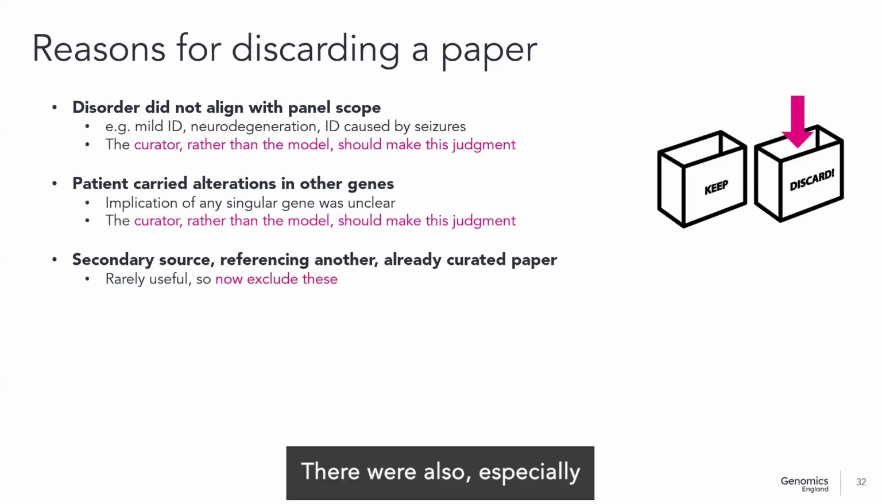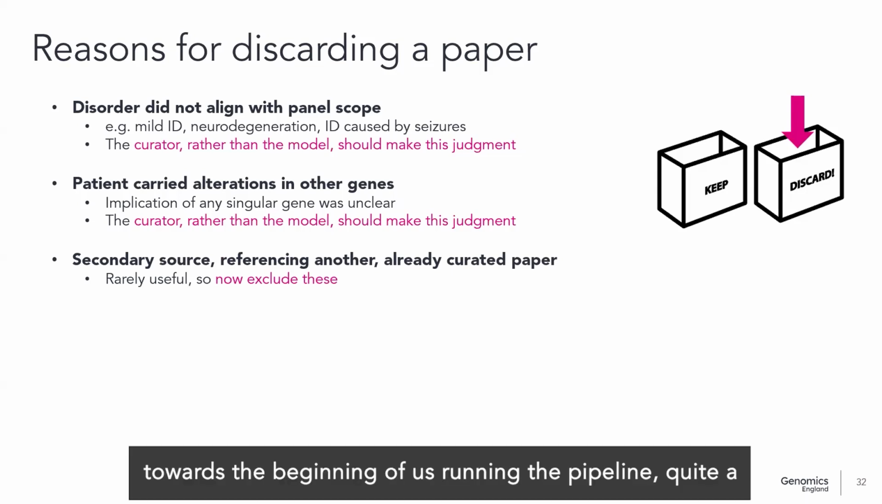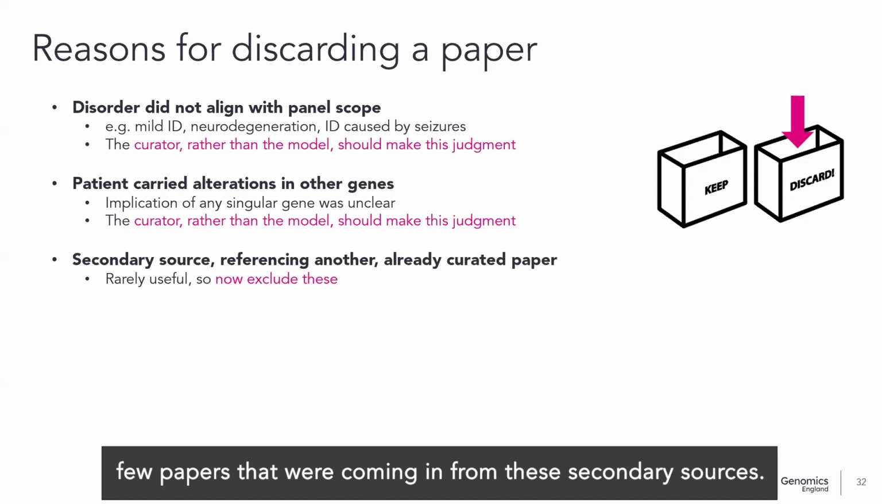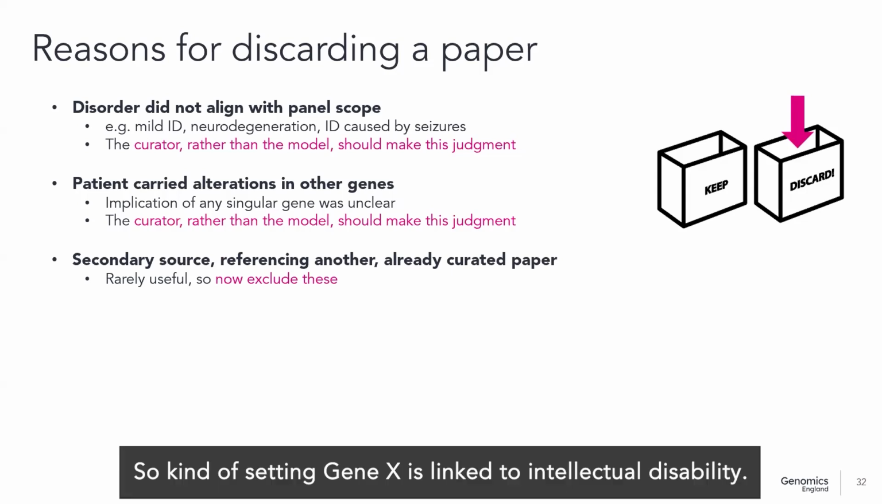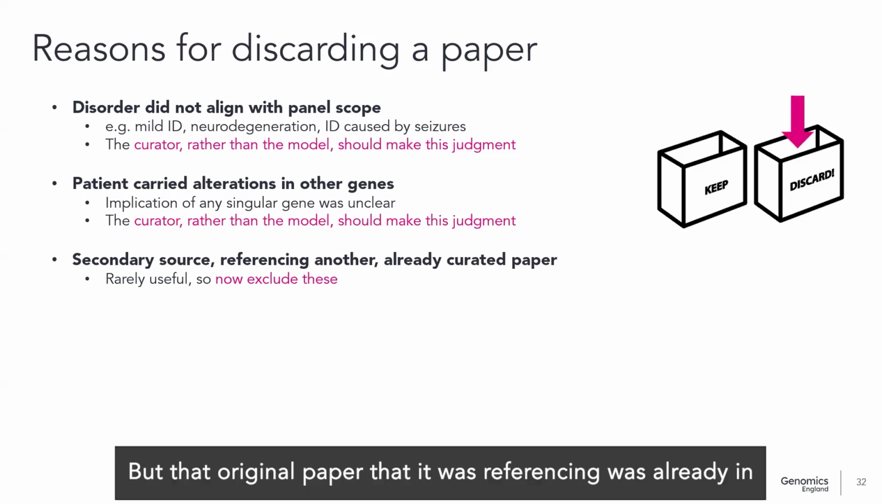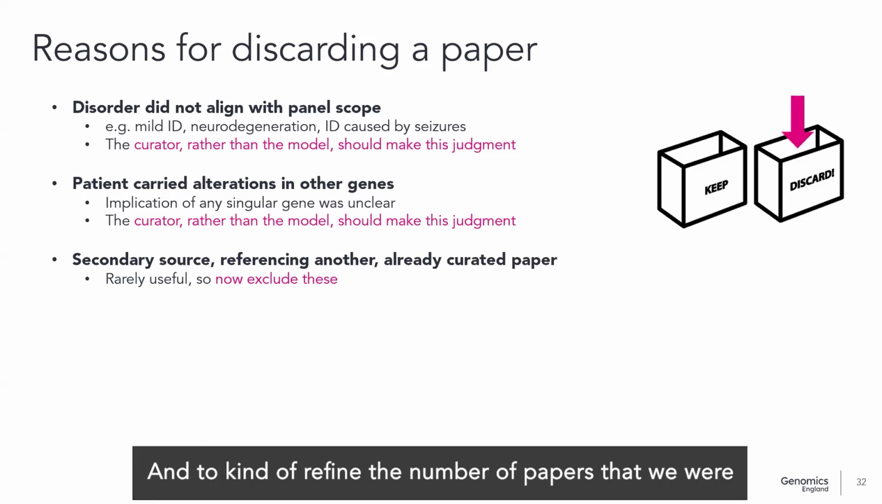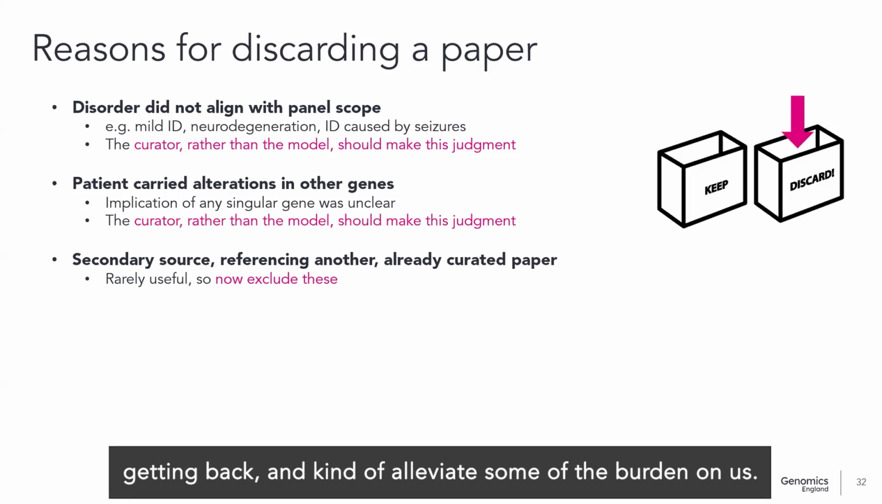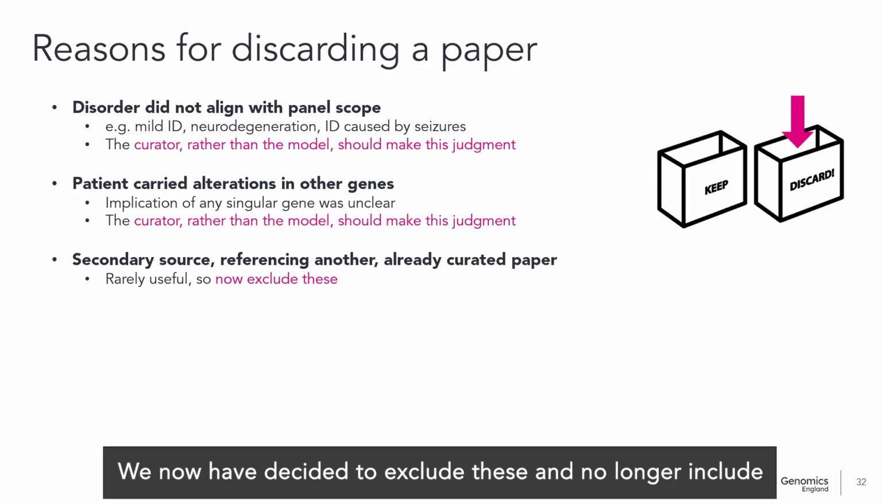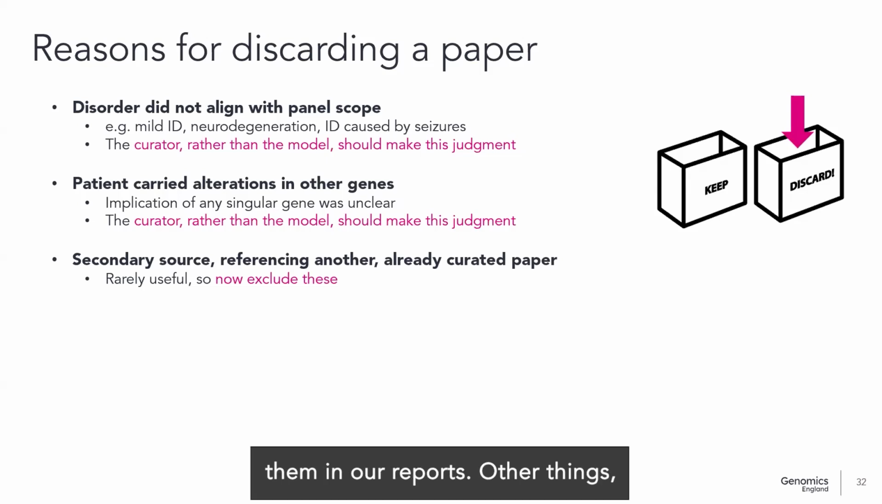There were also, especially towards the beginning of us running the pipeline, quite a few papers that were coming in from secondary sources, saying gene X is linked to intellectual disability, but the original paper it was referencing was already in PanelApp. These were very rarely useful, so to refine the number of papers we were getting back and alleviate some of the burden on us, we have now decided to exclude these and no longer include them in our reports.